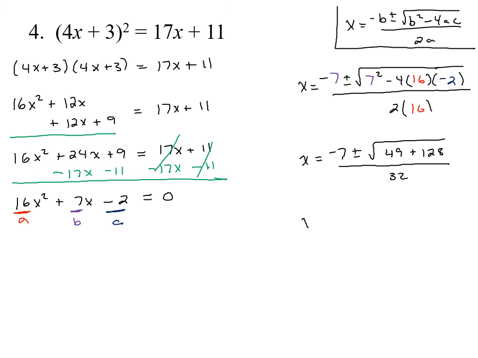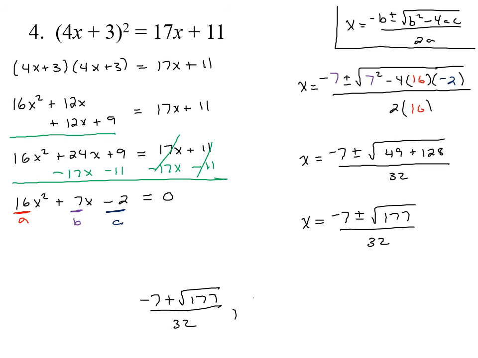And hey, I've seen that number before. We get negative 7 plus or minus the square root of 177, like we did on the first one, over 32. I already know that 177 won't simplify because it didn't on the first example, so it won't here as well. And so that would be your answer unless you have to split it up into two different ones, one with a plus and one with a minus. And so those would be your answers.